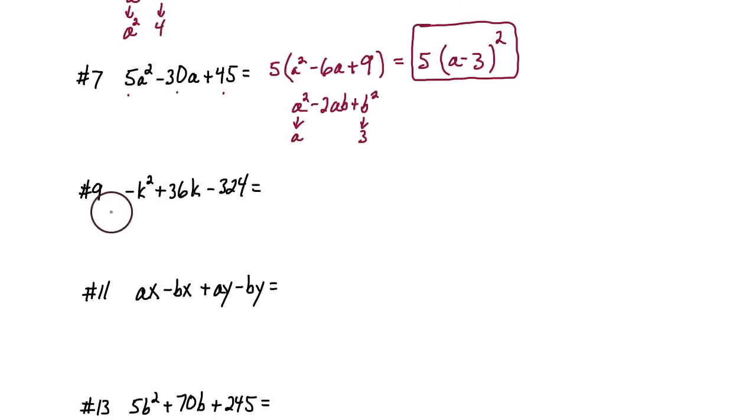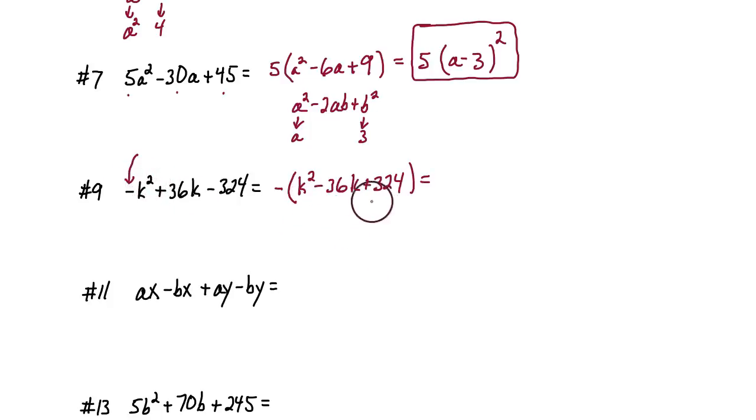Number 9. Number 9 begins with a negative leading coefficient. Let's factor out that negative, allowing us to rewrite the trinomial with a positive leading coefficient. You should use this strategy whenever you have a polynomial that begins with a negative number.